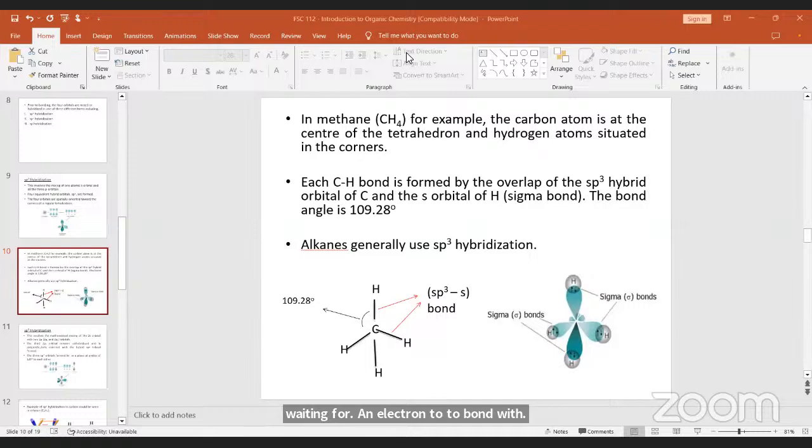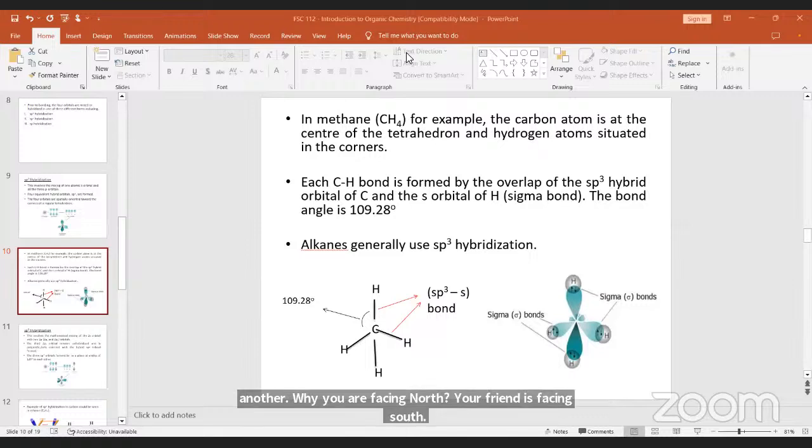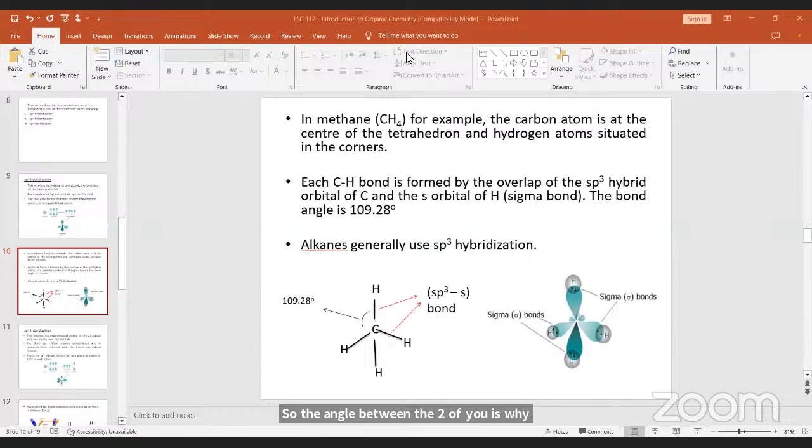What is the shape of the sp hybridized orbital? The shape of the sp hybridized orbital is linear. Linear, as if 2 things are lying flat on a table. It's just like you and your friend lying on the floor, not side by side, in such a way that your legs are touching one another. While you are facing north, your friend is facing south. So the angle between the 2 of you is 180 degrees. So it is linear.